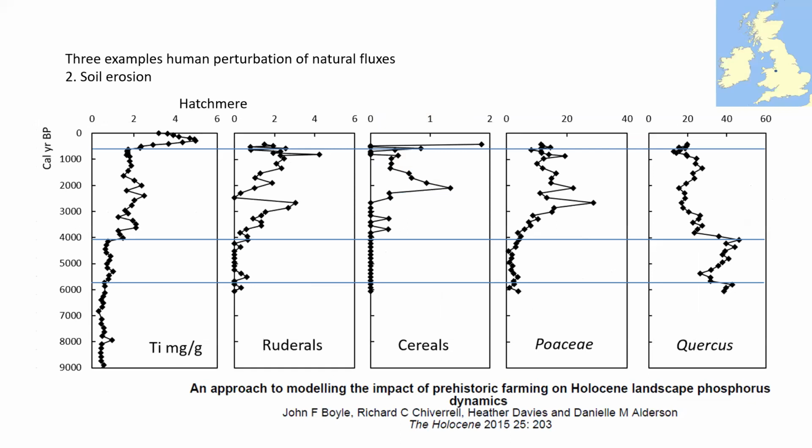The second case is from Hatchmere in the northwest English Midlands. And here we can see titanium concentration, but we also have titanium flux, showing that we have 3-stepped increases in soil erosion rate. The first 2 of these are associated with ruderal pollen varieties, that is pollen, of course, associated with disturbance, particularly agricultural disturbance. And the second increase is associated with cereal.